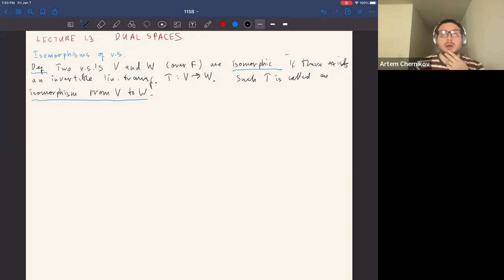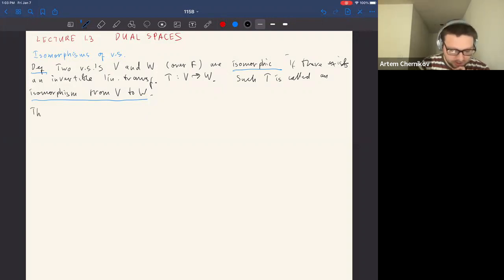Okay. So the idea is that an isomorphism between two vector spaces establishes a correspondence, a bijection between the vectors in these two spaces, so that it also preserves the operations in the vector spaces. So it's a way to identify two vector spaces, which might in principle be different, but the operations on them are essentially the same up to this invertible linear transformation between them. Okay, so this is isomorphism.